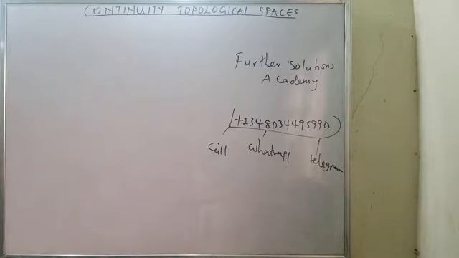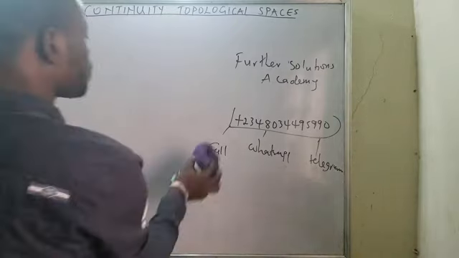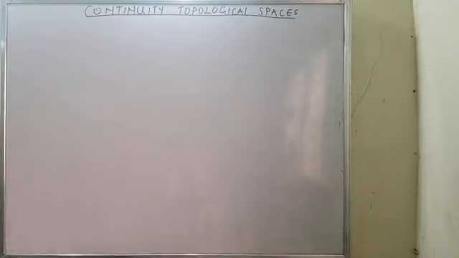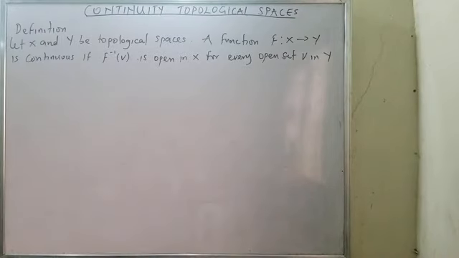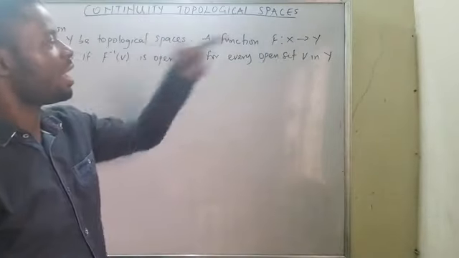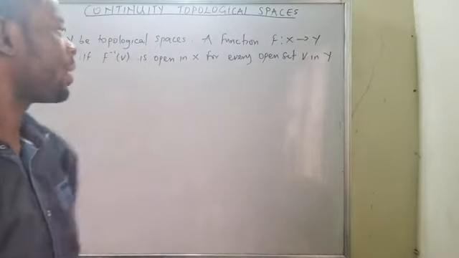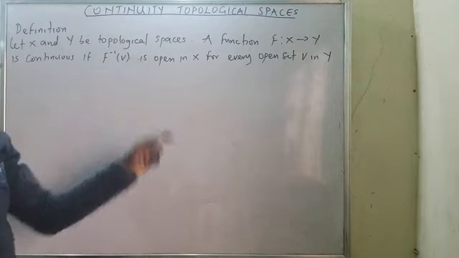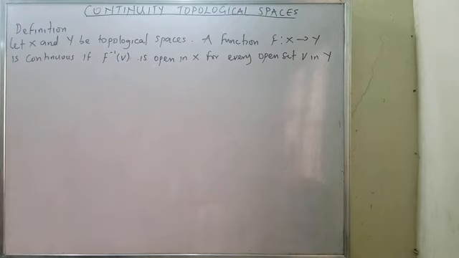Now, before we talk about the problem, let's talk about the definition of continuity. Look at this definition. Let X and Y be topological spaces. A function f from X to Y is continuous if the inverse image of V is open in X for every open set V in Y. That is what I mean by that. We call this the open set definition of continuity.